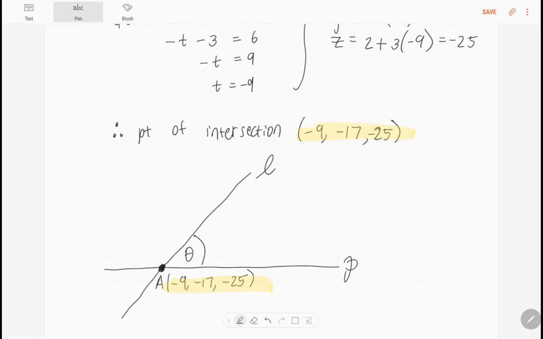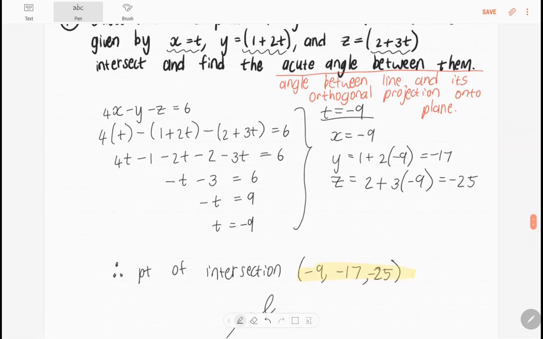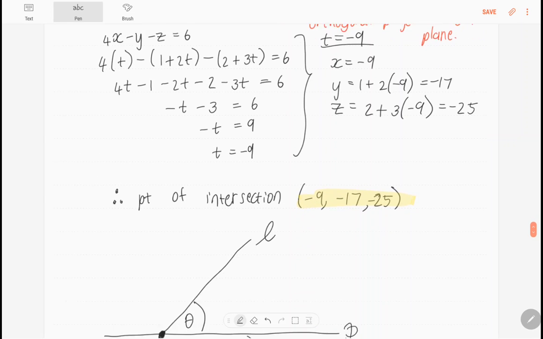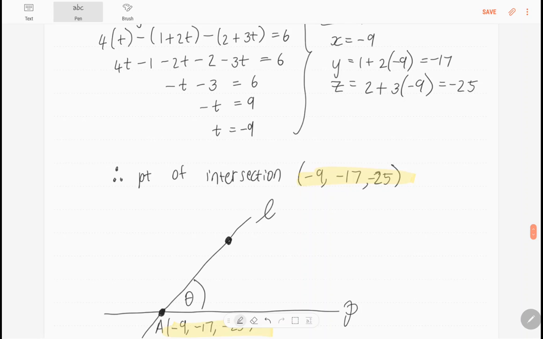All right. So what I'm going to do is, firstly, find another point on this line. I can find another point on this line by just setting t equal to anything in our parametric equations. So let's say I set t equal to 0. Then x is going to be 0, y is just going to be 1, and z is going to be 2. So another point, not on the plane, on the line, is going to be B, which is 0, 1, 2. And I got that by setting t equal to 0.